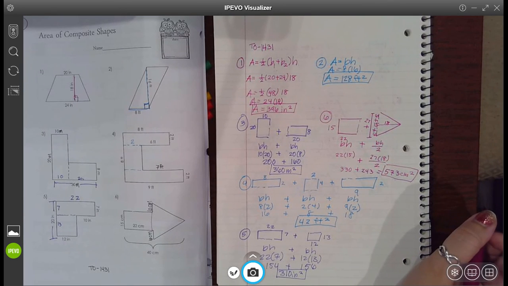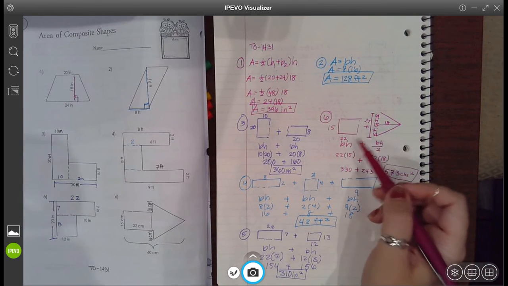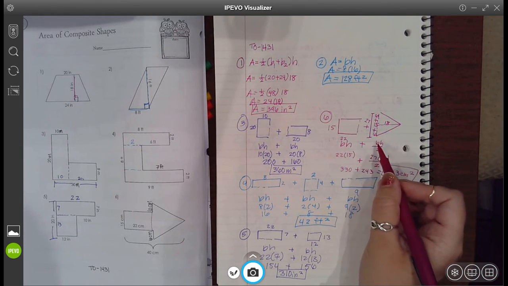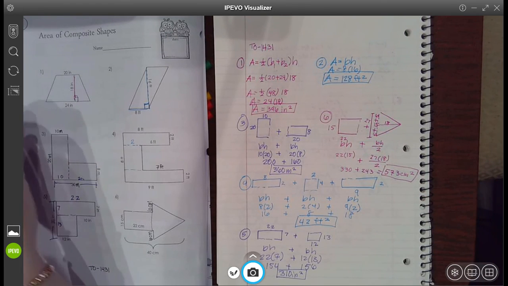All right, if you got all those correct, great job. If not, we have a few more composite figures. Why don't you try some of those in the packet for extra practice? Okay, but remember, break it apart into its smaller parts, write down the area formula for that specific shape, plug in what you know, and then solve. You got this.